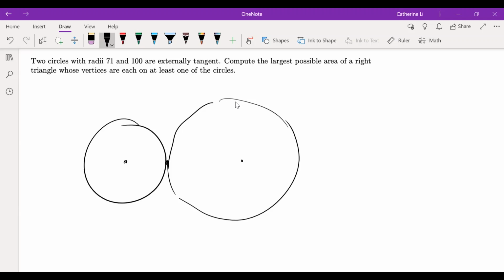So first of all, if we consider some cases, the triangle's vertices can be on either of these circles, and if we let the hypotenuse be on just one of them, like both of the vertices of the hypotenuse are on one of them, then the largest possible area we can get is just a 45, 45, 90 triangle.